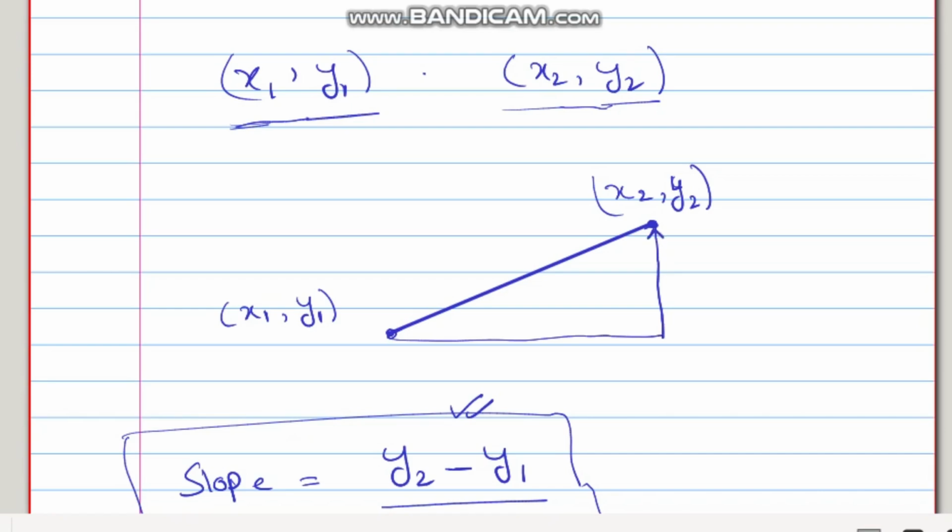This is called the rise. What is meant by the rise? Rise means height. And the bottom distance is called the run. It is just a special name. Don't be afraid of this, please, students. I will also explain it by the picture.